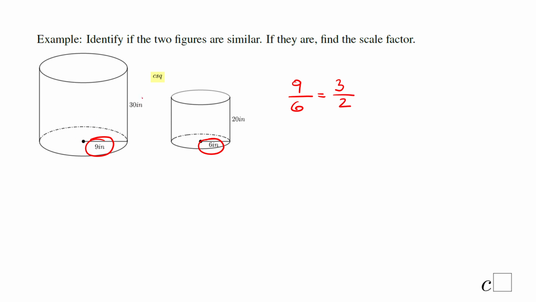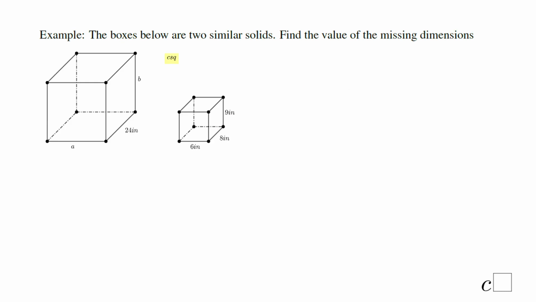And then also do the same for the other two pieces, the heights. 30 over 20 inches. And if we simplify, and here we can cut the 0 simply like that, we get 3 over 2. You notice it's the same number, so this is the scale factor. If the number is different, then these shapes are not similar. But since they are the same, the two cylinders are similar.